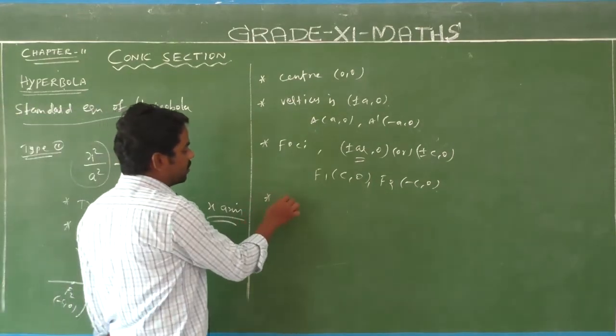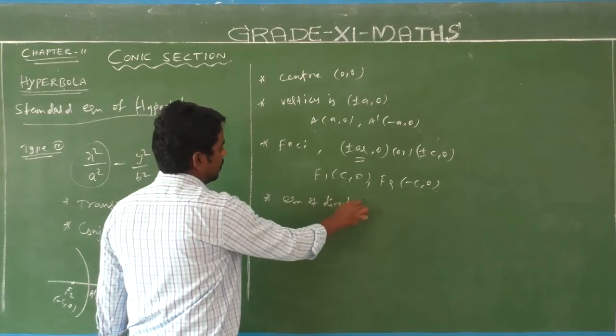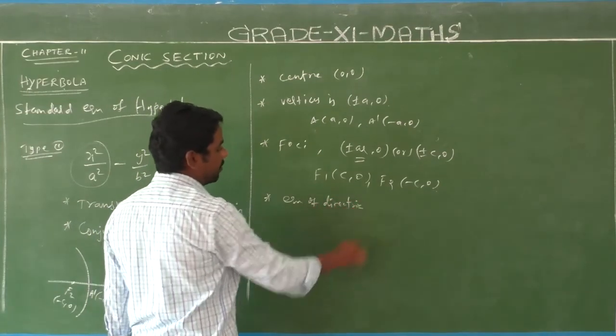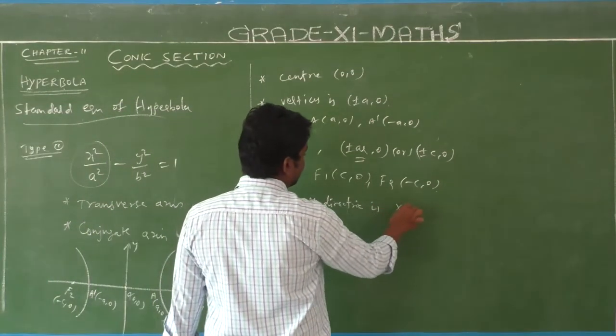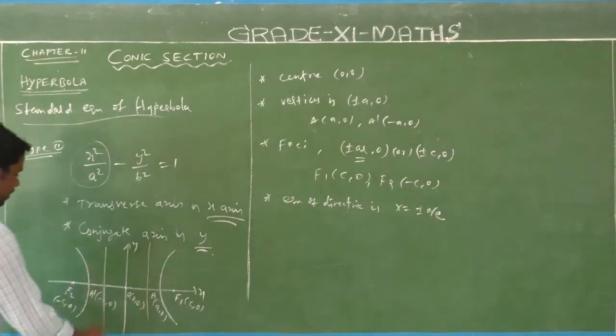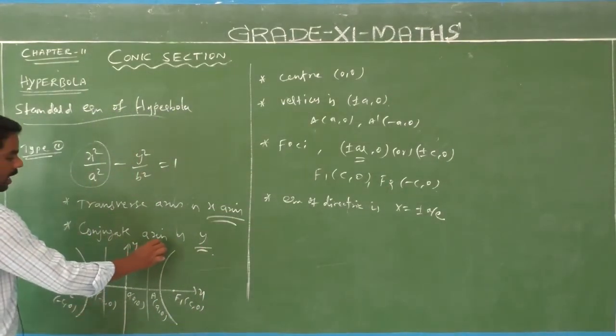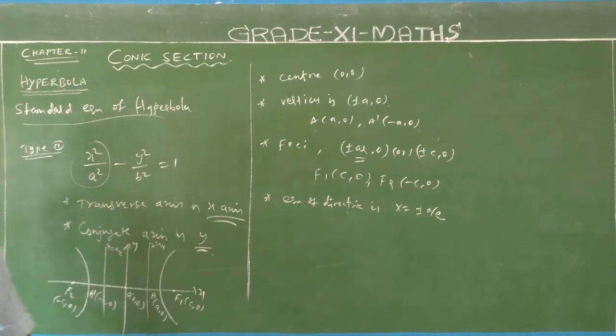And the equation of the directrix. Directrix means a fixed line. The equation of the directrix is x is equal to plus or minus a by e. This is the equation of the directrix: x equal to a by e and x equal to minus a by e.